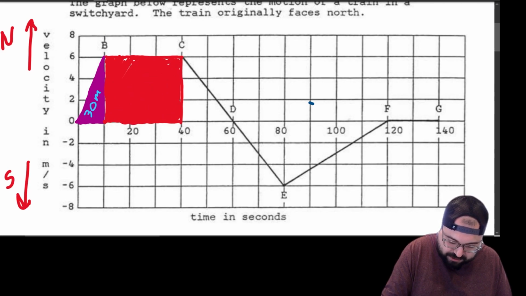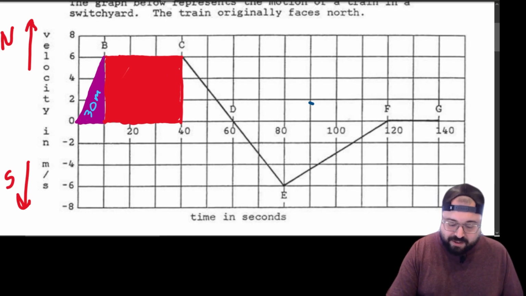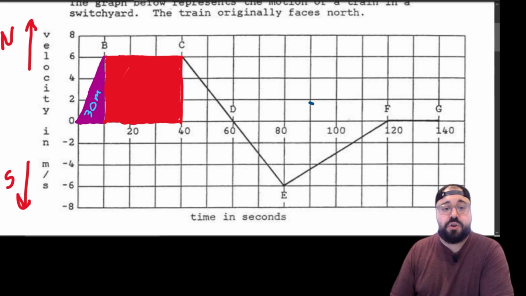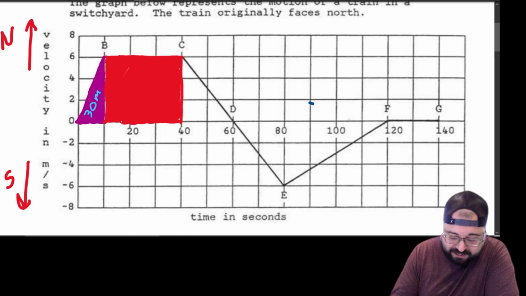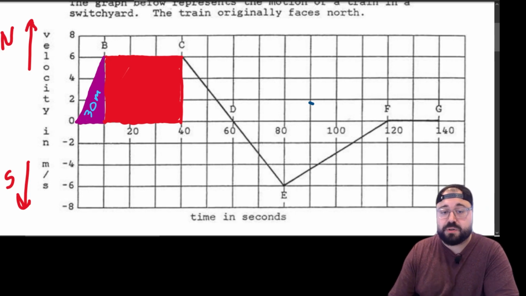You guys can just shade it or something, right? So now I've got to find the area of this guy. So what am I doing here? I'm going to do base times height. So in this case, my base is 10, 20, 30 seconds times my height, which is 6 meters per second.